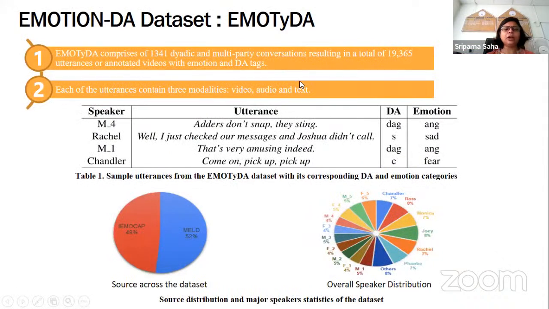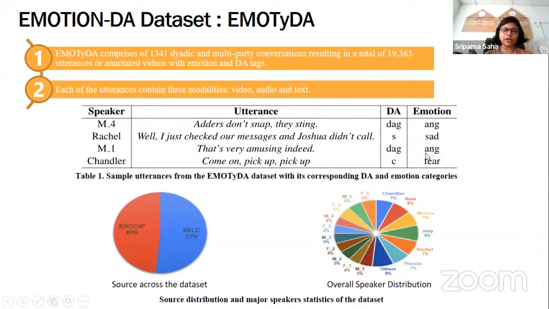EmoTDA has 1341 dyadic and multi-party conversations, resulting in a total of 19,365 utterances. As I mentioned, each utterance has three modalities: audio, video, and text. And each utterance has two classes, one for the dialogue act and another for the emotion. In the first example, the dialogue act is disagreement and the emotion is anger. In the second, the dialogue act is comment and the emotion is fear. In the third, the dialogue act is disagreement and the emotion is anger.